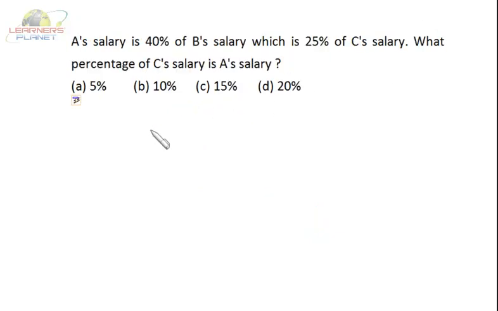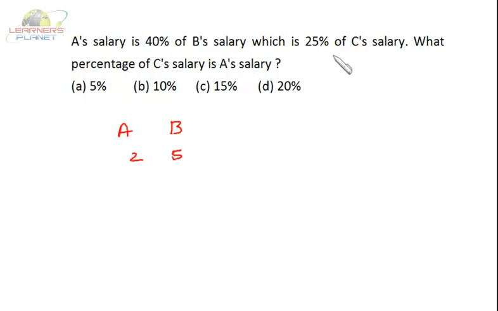Now let's say this question. A's salary is 40% of B's salary, which is 25% of C's salary. What percentage of C's salary is A's salary? Friends, 40% is what? 2 by 5. That means if we find the ratio of A is to B, it will be 2 is to 5.